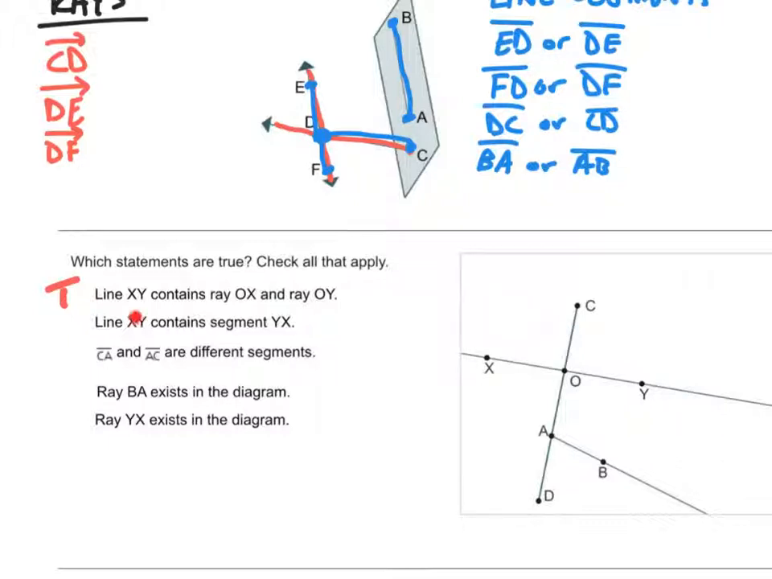It says that if I were to take line XY, this entire line, then it contains the segment YX, and yes, that is true. I have this whole line here. I could just call this segment XY, and I have endpoints, so that is also true.